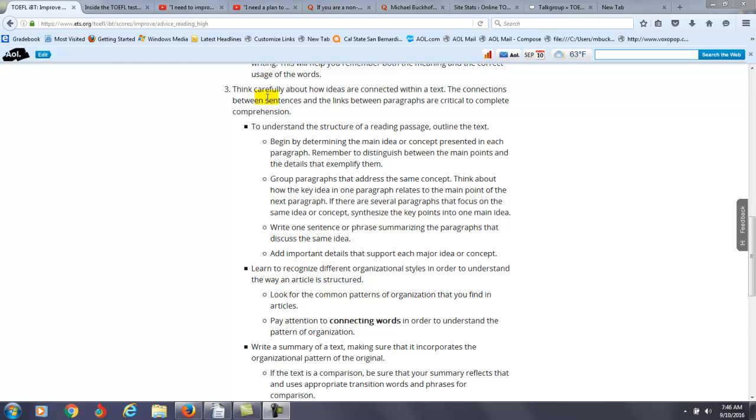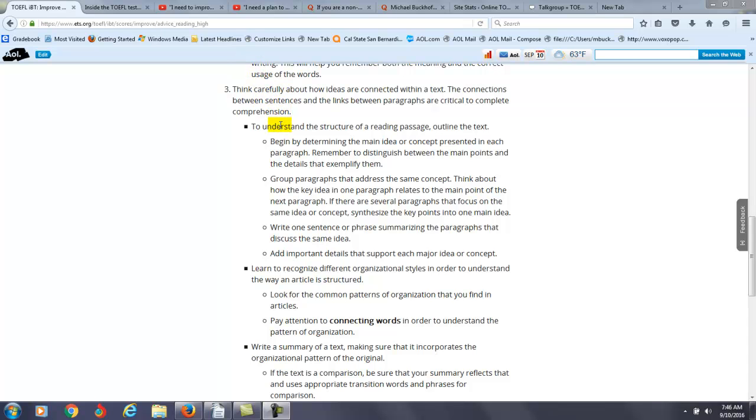So if you have, for example, we talked a minute ago about how you have 4 or 5 reading passages, right? Each reading passage during the reading section of the TOEFL has 7 or 8 paragraphs. So you have to look at each paragraph and see how it connects to other paragraphs within the passage.